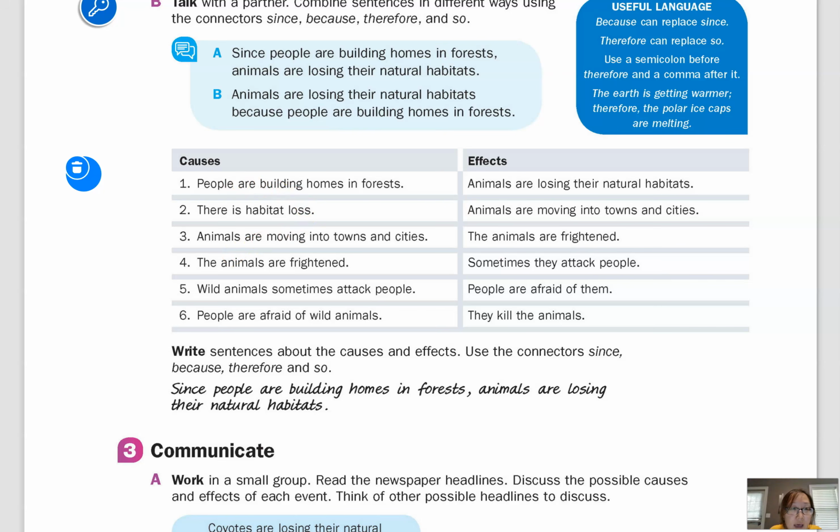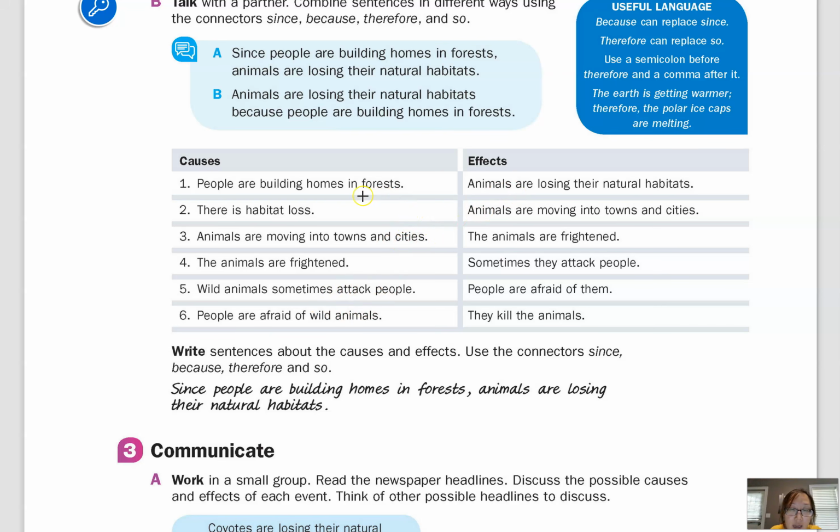I want you to look at the causes and the effects in this chart. We already did the first one here, and that's the example. And you can see each effect can also be a cause. People are building homes in forests, and the effect is animals are losing their natural habitats. And then we can see here the same effect can also be a cause. There is habitat loss, and then that also has an effect. Animals are moving into towns and cities. And then we can see the same effect as a cause. Animals are moving into towns and cities, so the animals are frightened. And then the animals are frightened, so sometimes they attack people. So you can see each effect can also be a cause.